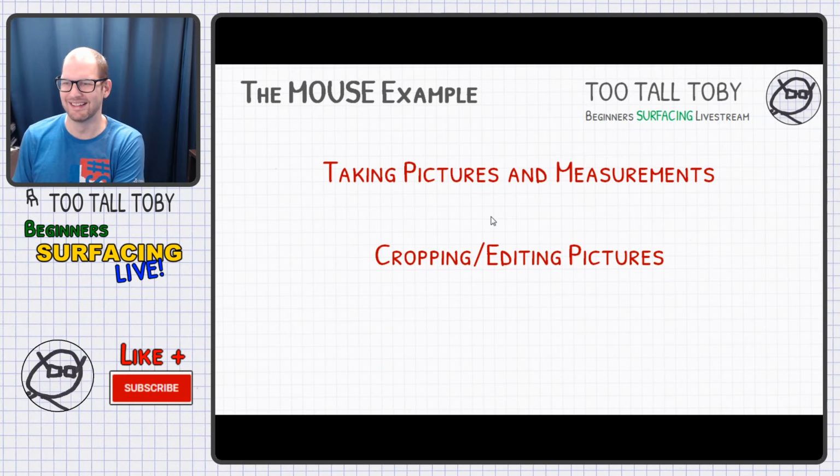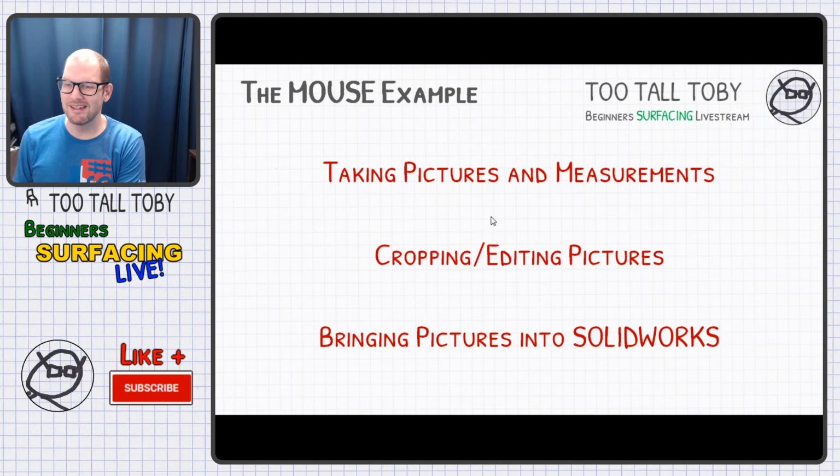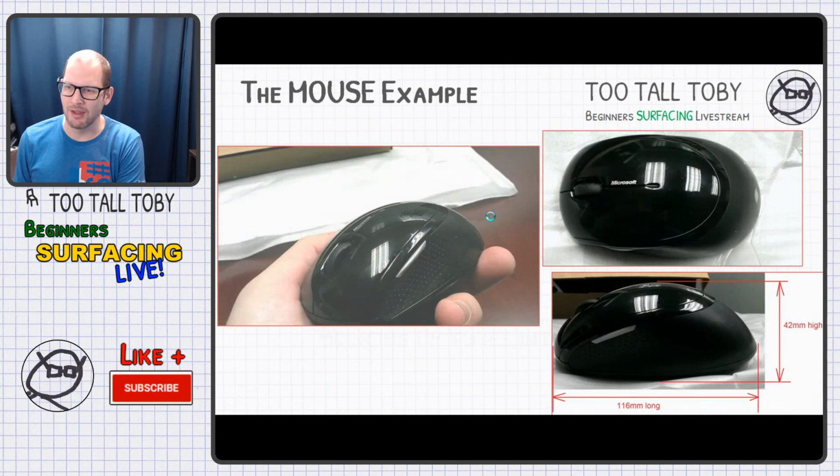I like that. So we're going to bring in the images, and we're going to add those images into SolidWorks. And so we need to know what the measurement of the mouse is. So we're going to say here that the mouse is 42 millimeters high by 116 millimeters long.